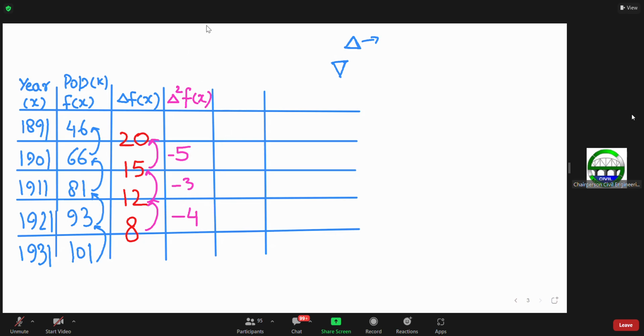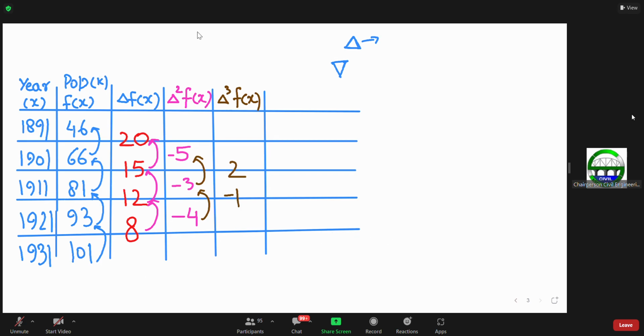Right? And then in the next step, we go with del cube f of x. Again, this minus this, this minus this. Minus 3 minus minus 5 is equal to 2. And minus 4 minus minus 3 is minus 1. This one will be minus 1.